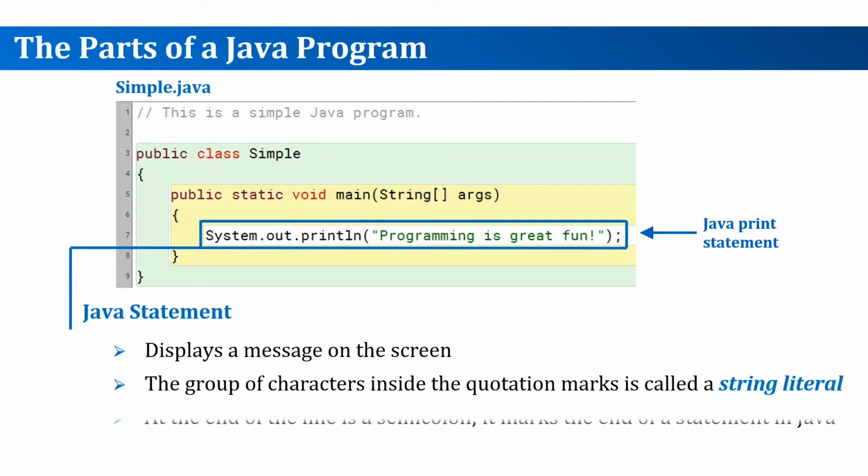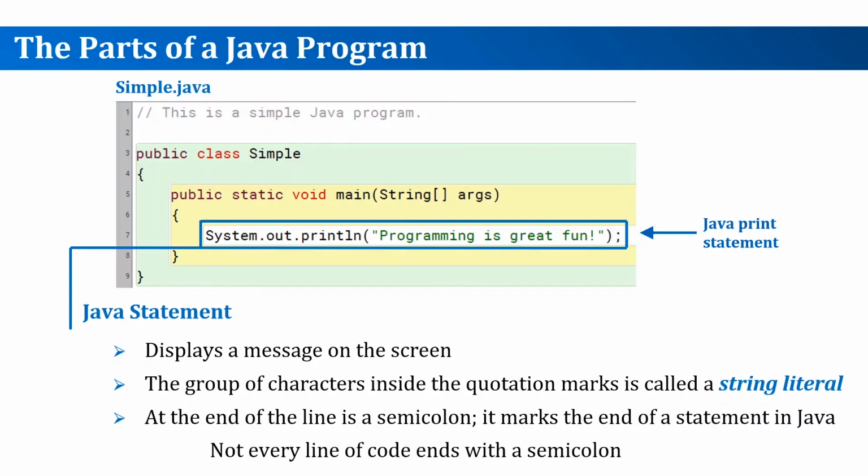At the end of the line, we will notice that we use a semicolon to tell Java that this is the end of this line. Most of the Java statements will end in a semicolon, but not every line. For example, notice the class and method header lines.